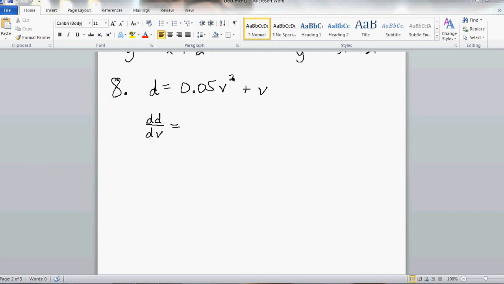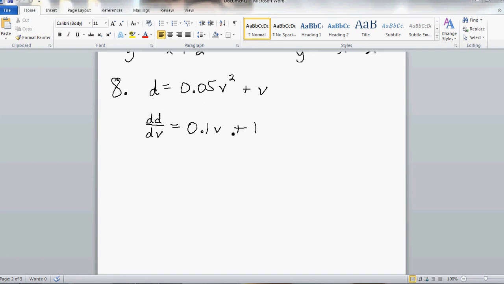means we're going to take the 2, multiply by the coefficient here. 0.05 times 2 is 0.1. And then we're going to subtract 1 from the exponent. Subtracting 1 from 2, we get 1. I'm not going to put a 1. Plus, okay, I have an exponent of 1. I multiply by the coefficient here, so that's 1. And then when I take the exponent of 1, subtract 1, I get v to the 0, which is 1. So dd over dv equals 0.1v plus 1.